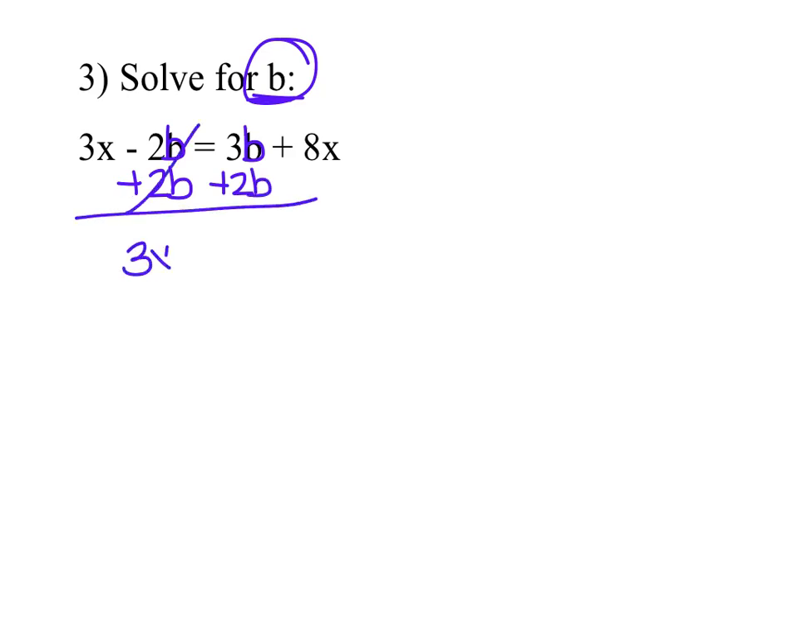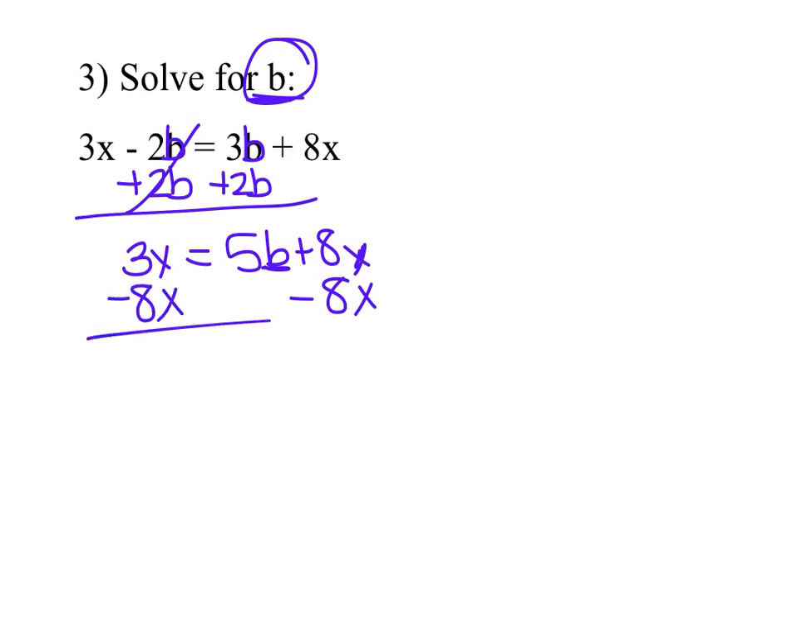So 3x equals 5b plus 8. So I want to get the 5b by itself. So this is staying where it is. Everything else is leaving. So subtract the 8x. So it's negative 5x. This is a crazy problem. Equals 5b.